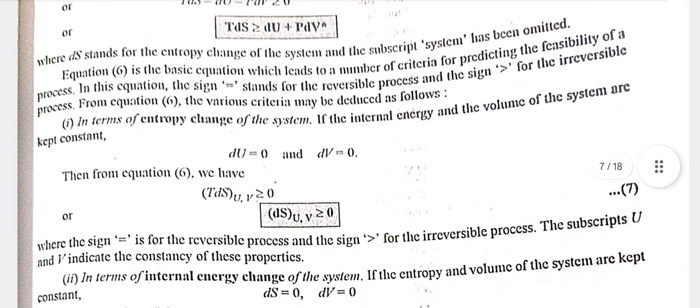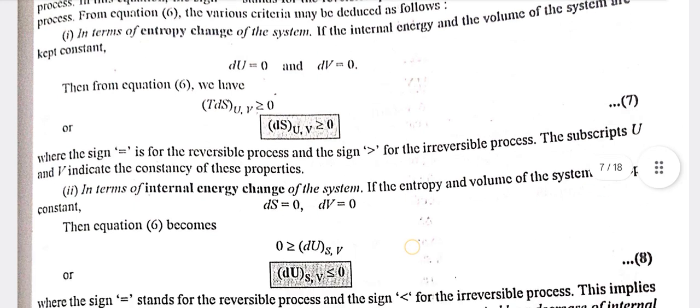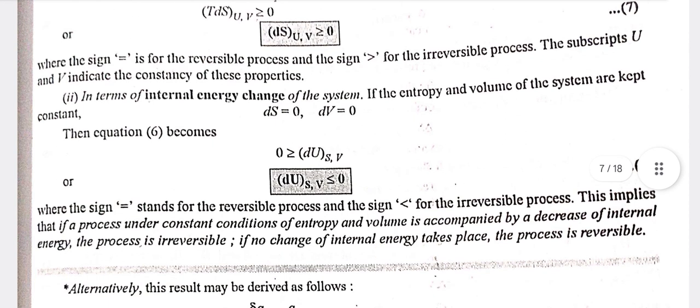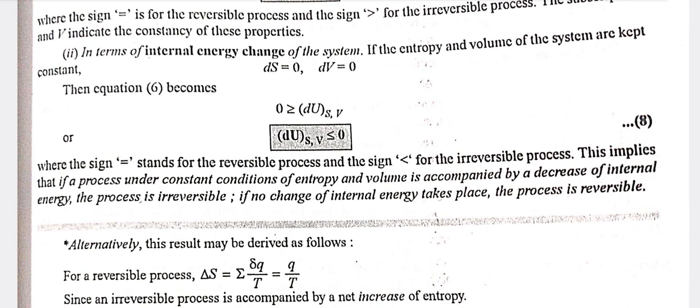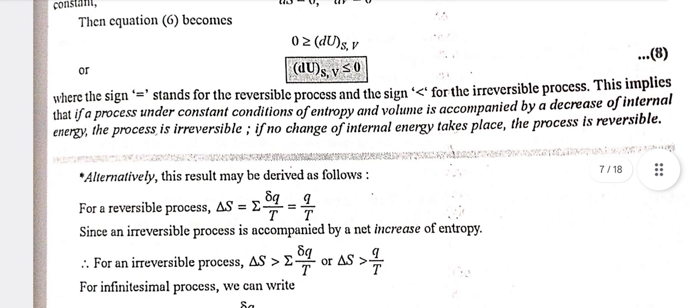In terms of entropy change of the system, if the internal energy and the volume of the system are kept constant, dU equals 0 and dV equals 0, the equation becomes dS at constant U and V greater than or equal to 0, where the sign equal to is for a reversible process and the sign greater than for an irreversible process. In terms of internal energy of the system, if the entropy and the volume of the system are kept constant, then the equation becomes 0 is greater than or equal to dU at constant S and V, where the sign equal stands for a reversible process and the sign less than for an irreversible process.